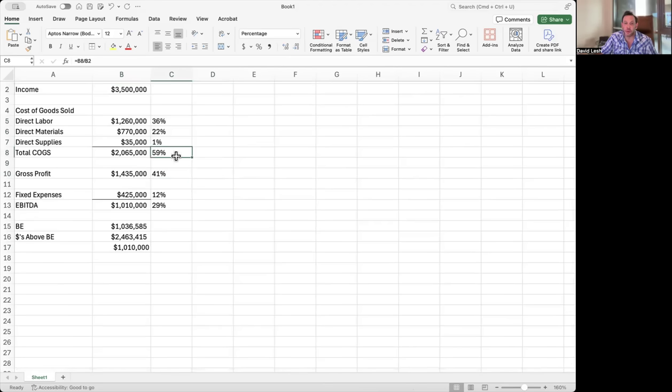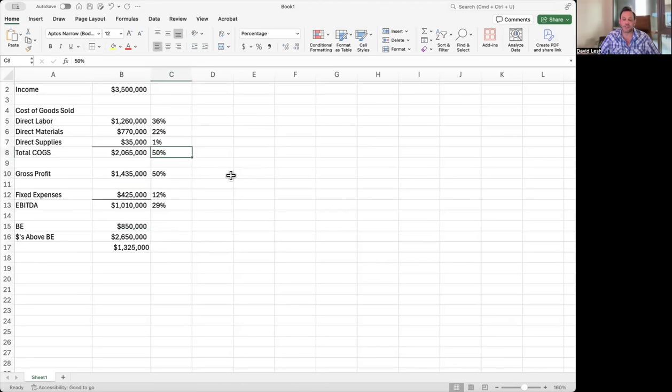But if you work to improve or reduce cost of goods sold, if you can get cost of goods sold to 50%, leaving you 50% in gross profit, now you're dividing your fixed expenses by 50 cents on the dollar instead of 42 cents on the dollar or whatever it was. So my break even goes, what was it before? From $1.3 million to $850,000. And now I have more dollars above break even. And for every one of those dollars, I'm getting 50 cents on the dollar. So now I'm making $1.3 million.